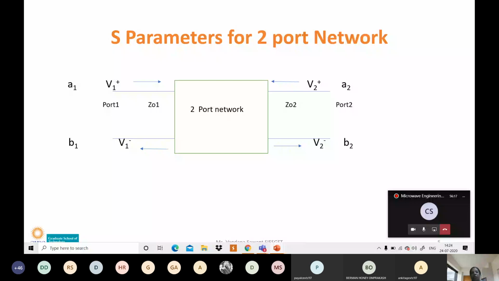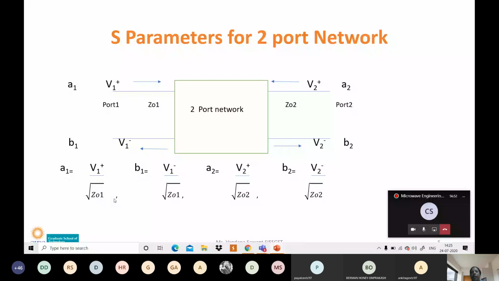Now see, what is the formula for A1? A1 is equal to the incident signal at port 1 divided by the square root of the characteristic impedance at port 1. So how can I write it? A1 is equal to V1 plus, that is the incident signal at port 1, divided by the square root of the characteristic impedance at port 1, that is Z01.